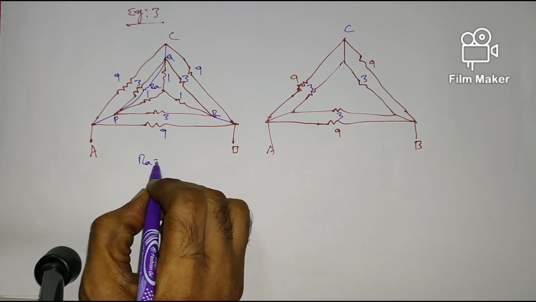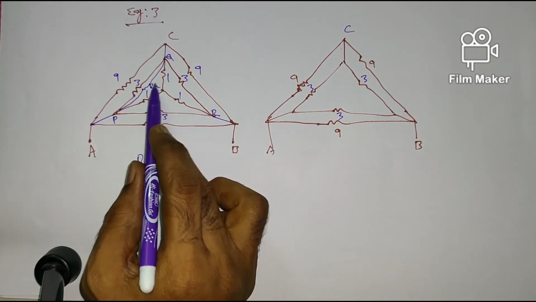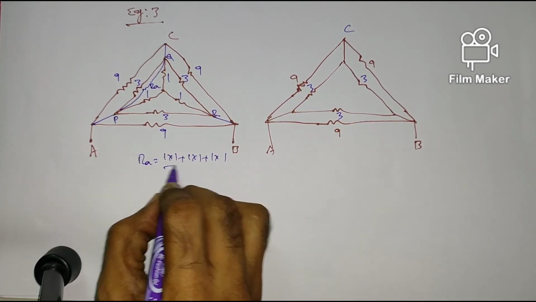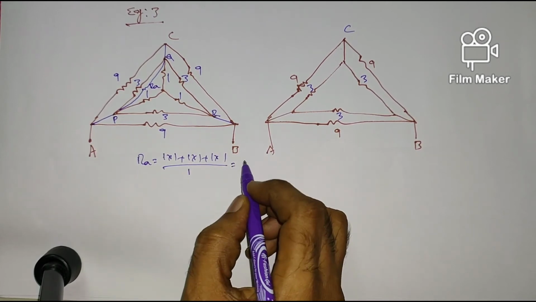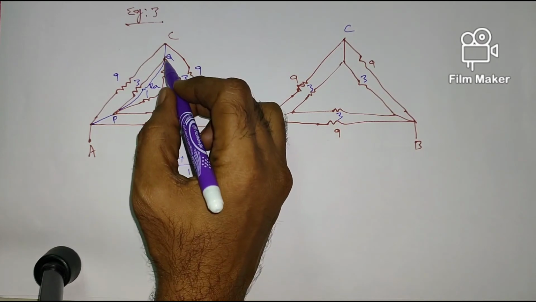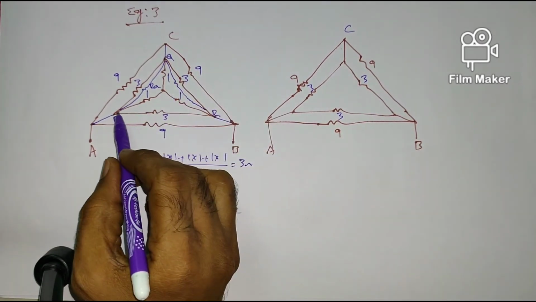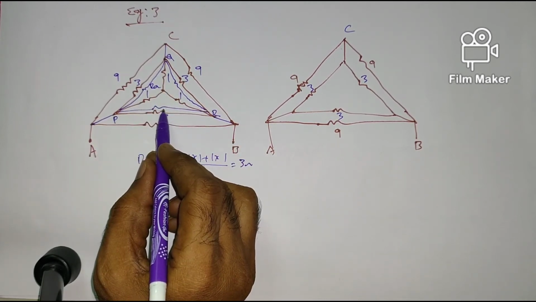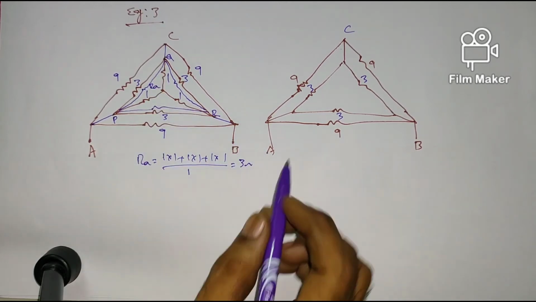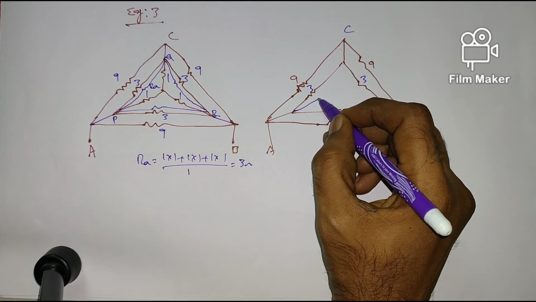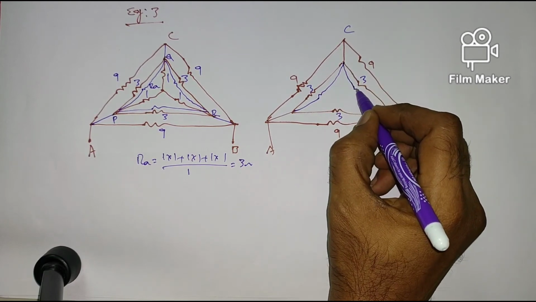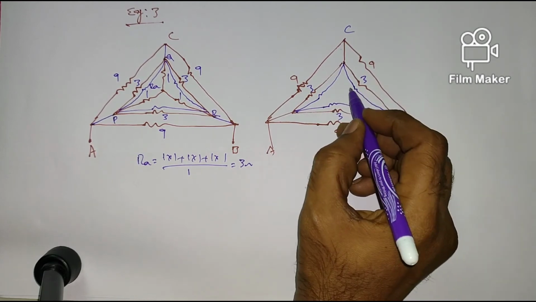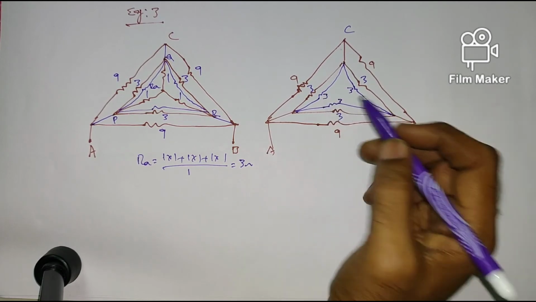So RA is equal to 1 into 1 plus 1 into 1 plus 1 into 1 divided by 1, because all are equal. This is equal to 3 ohms. Hence we get all the 3 delta connected resistances as equal to 3 ohms. So this is 3, this is 3 and this is 3. Once we find out this delta configuration, we can remove the star. I am removing the star and replacing that by the delta configuration. So 3 ohms, 3 ohms, 3 ohms.